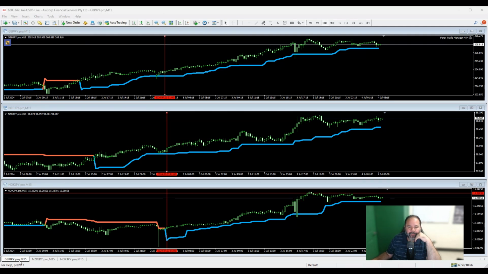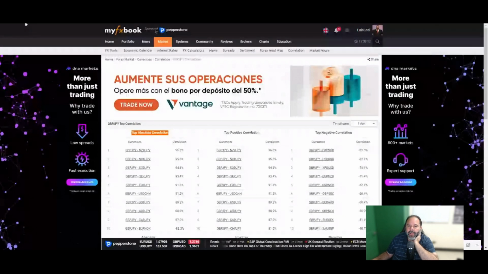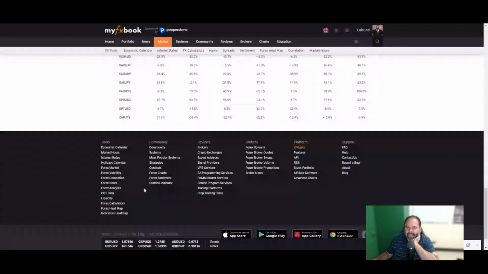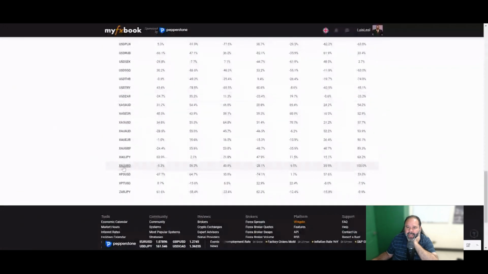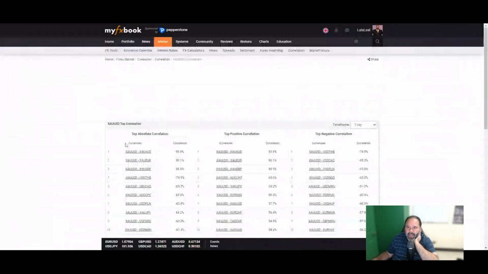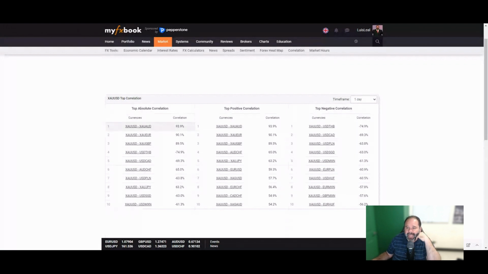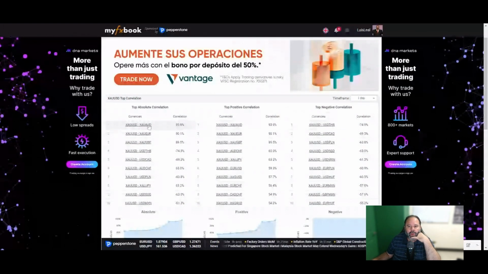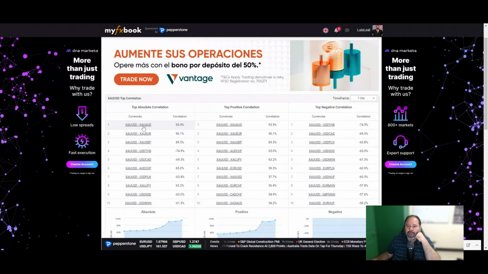Let me share this one. Let's see the gold correlation. Look at it. Let me go back. So XAU USD. There we go. XAU USD. Selecting it. And then it says top absolute correlation, 93.9% with gold Australian dollar and 90.1% with gold euro. Okay? So we're going to check gold dollar with gold Australian dollar and gold euro.